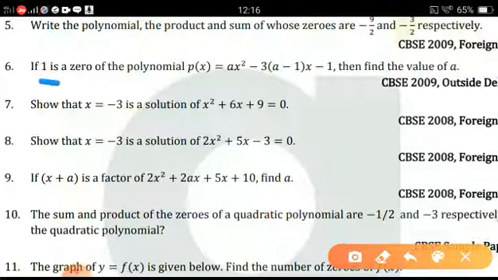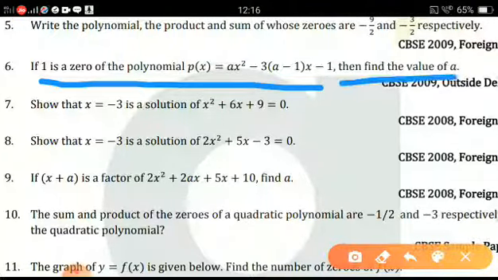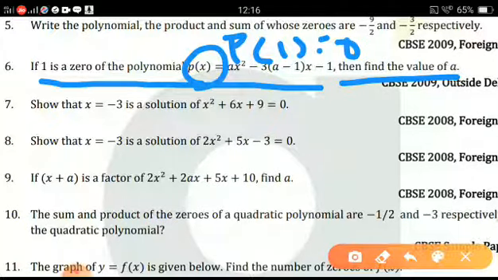Now, if 1 is a zero of the polynomial, find the value of a. It is also the same as the previous, the fourth question. If 1 is a zero, can I say that p of 1 is equal to 0? So substitute the value of x as 1, equate it to 0 and then find the value of a. Hope it is clear?